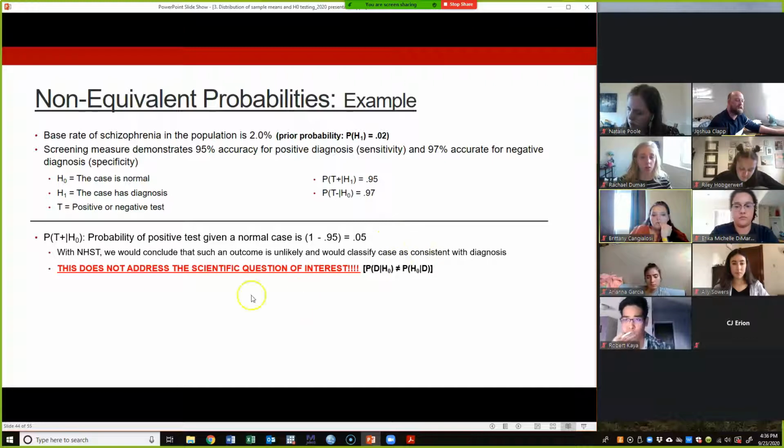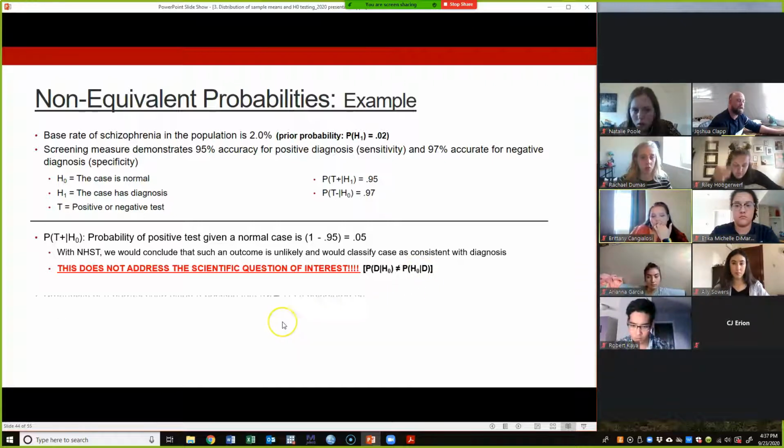The problem is this doesn't address the question of interest. The probability of the data given the null, assuming the null hypothesis is true, doesn't equal the probability of the null hypothesis given the data. Again, we talked about this. These two things aren't interchangeable.